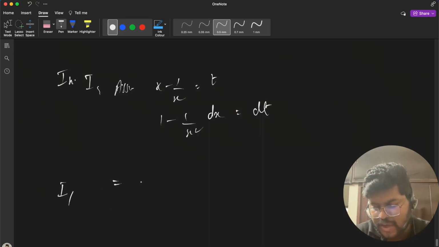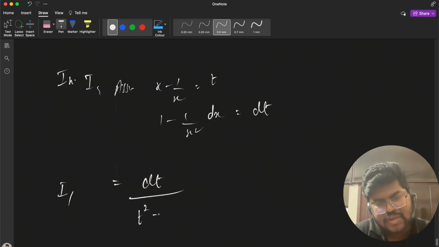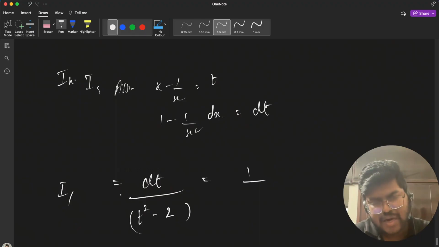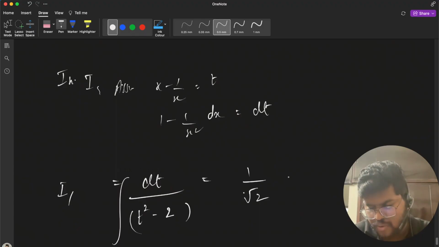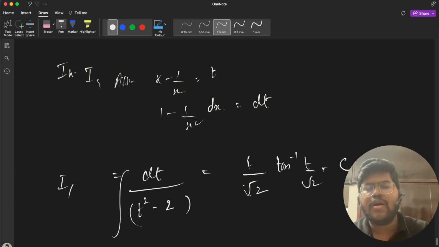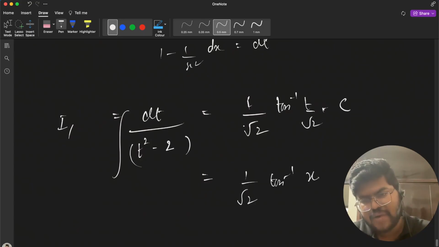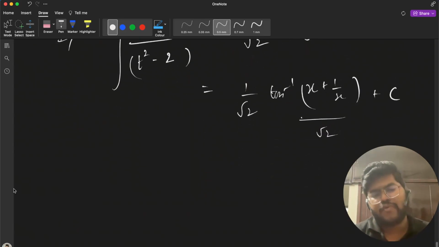That is why I1 becomes integration dt upon t square plus 2, and that becomes 1 upon root 2 tan inverse t upon root 2 plus c. And here t's value is x minus 1 upon x, so we have 1 upon root 2 tan inverse of x minus 1 upon x divided by root 2 plus c. So we have the solution for I1.